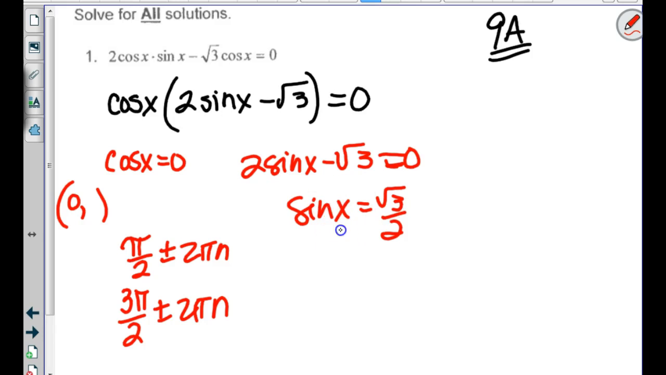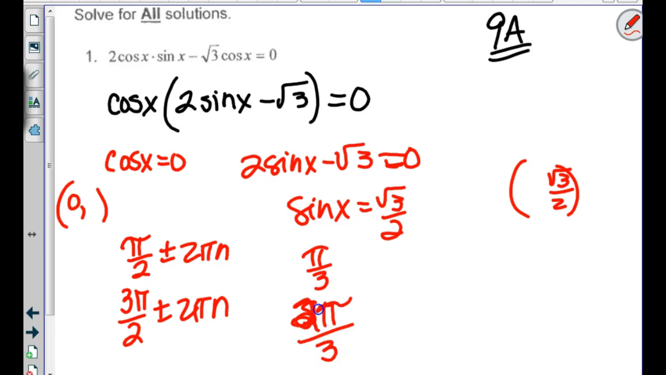All right, what about this guy? Sine. So I'm looking for back here a positive square root of 3 over 2. Oh, yeah, you're right. I was going to get the wrong quadrant. And those, because it says all in the directions, need plus or minus 2 pi n.